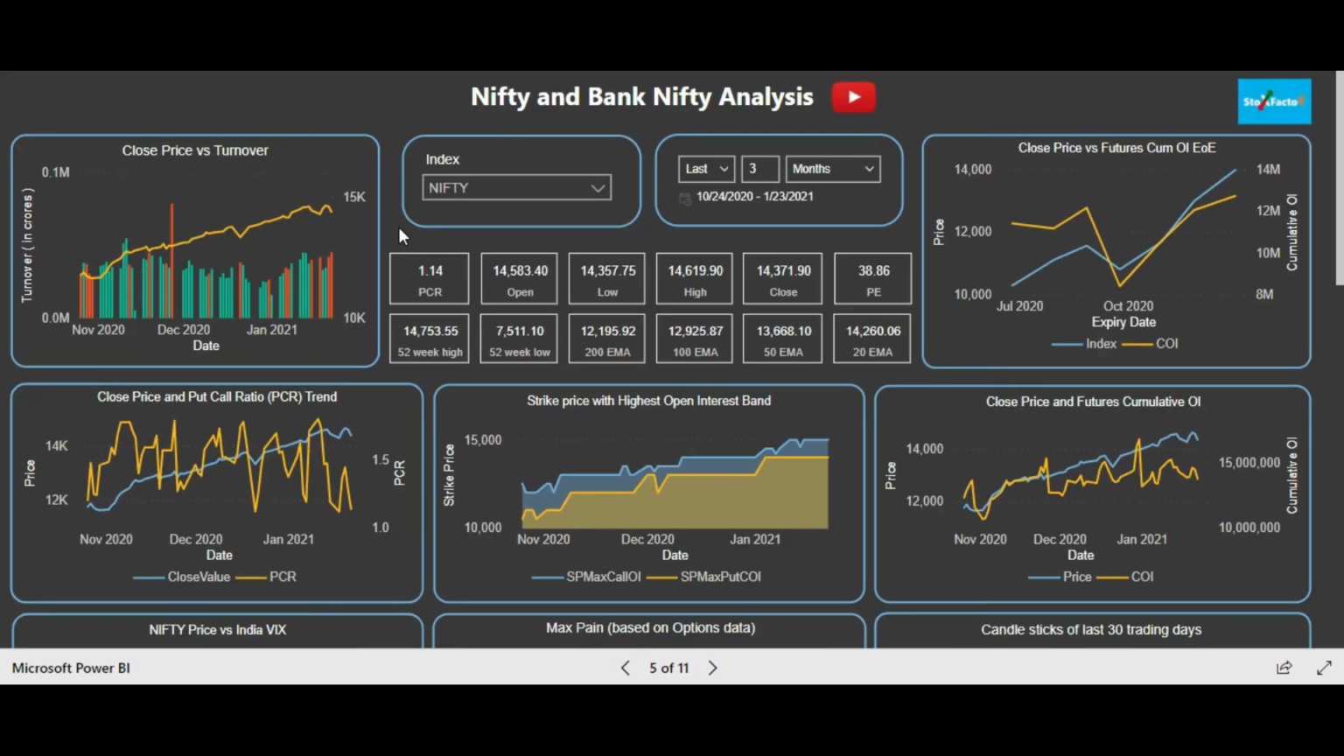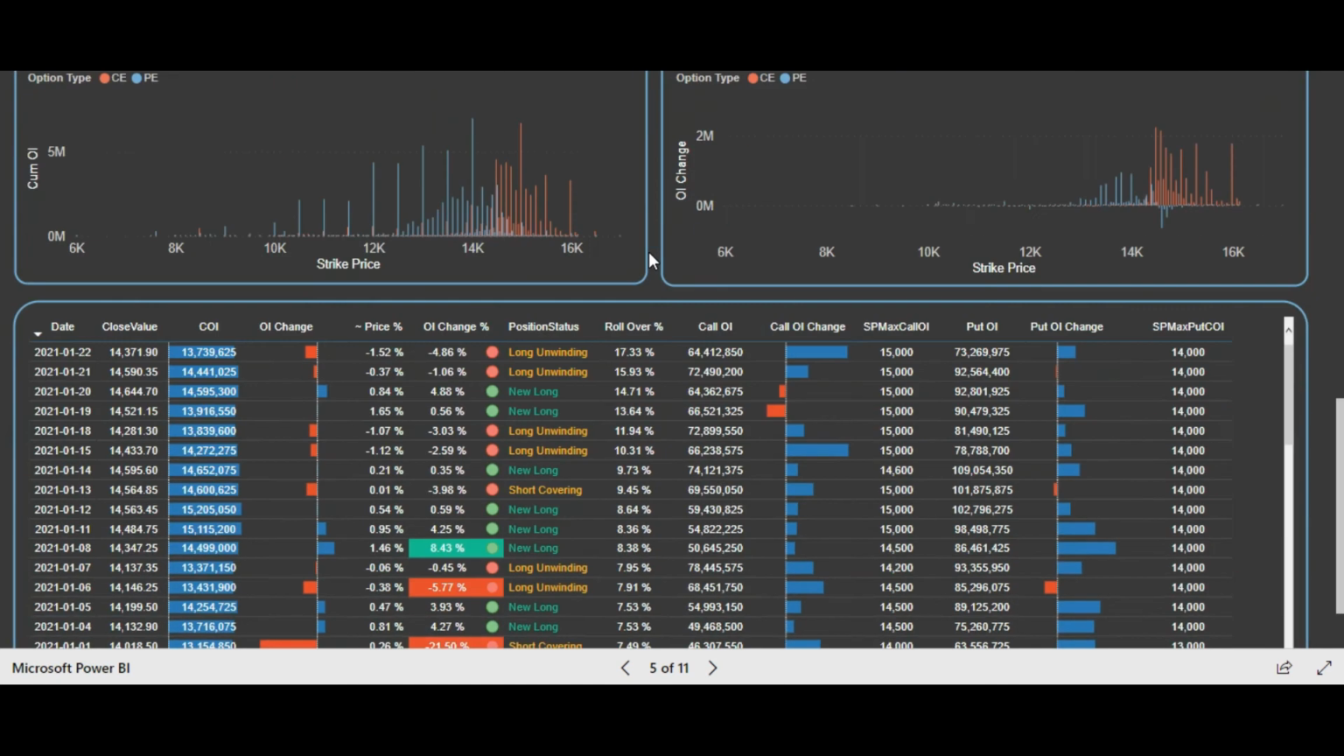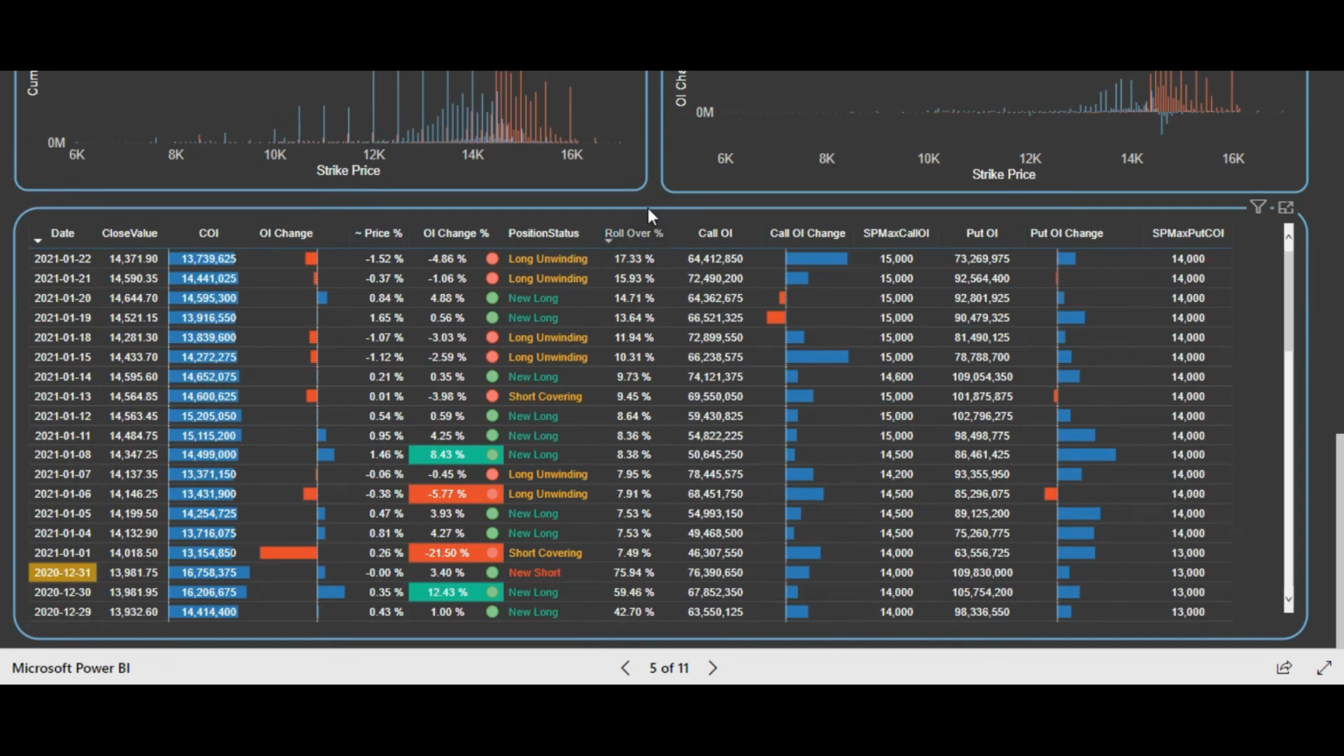We are on the Nifty and Bank Nifty analysis page, and I have already selected the Nifty index, and you can see different charts on this page. For this video we are going to focus on the rollover percentage, so let's see where it has been shown. If you go to the bottom of this page, you will see the detailed table, and in this table you will see this indicator, the rollover percentage. We are showing the rollover percentage for every day, but to make the right interpretation, the rollover percentage holds significance on the expiry day only. On any other day the rollover percentage is not of much importance.